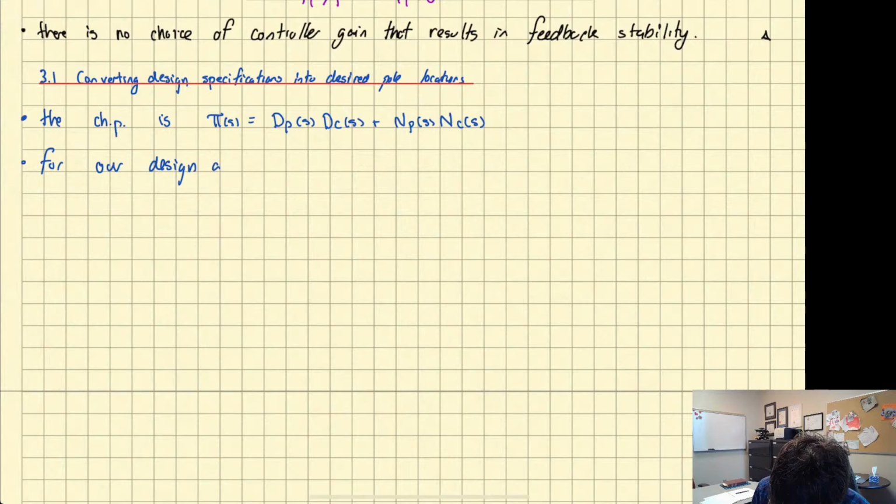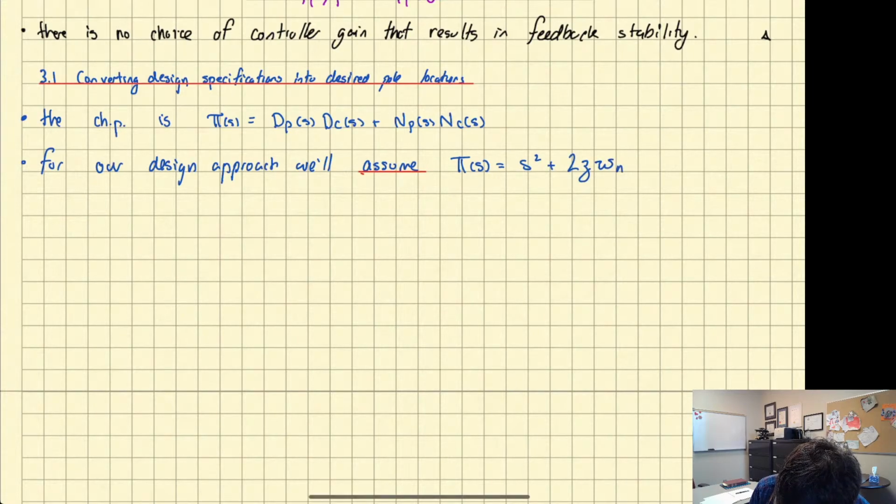So for our design approach, we'll assume, and I want to emphasize that this is an assumption that we'll have to deal with at some point, that pi of s equals our second order polynomial from chapter 2, and that the system is underdamped. So second order underdamped.